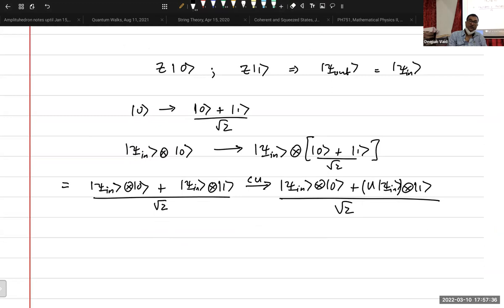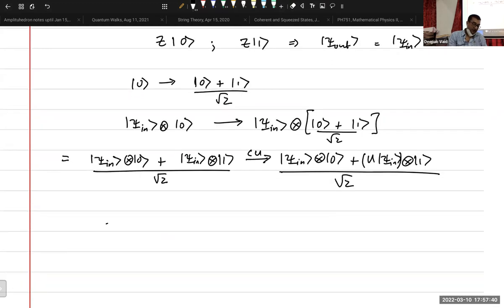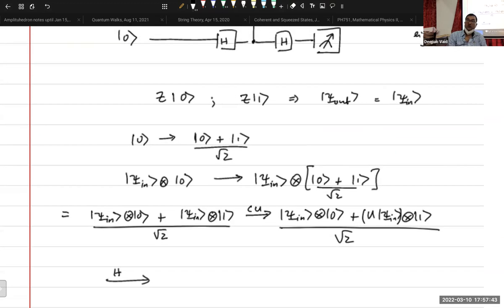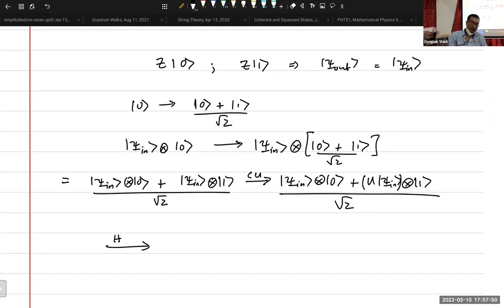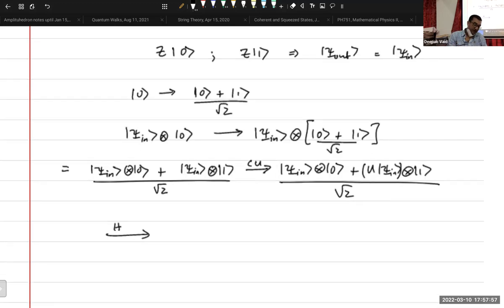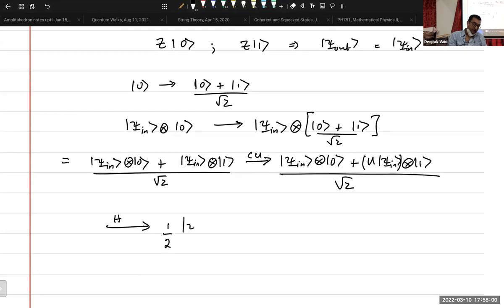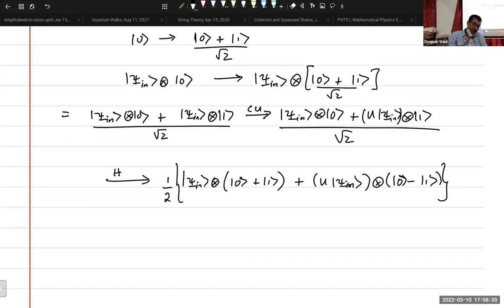And then we perform another Hadamard, right? So then we perform another Hadamard on our ancilla qubit. What will that do? That will take our 0 to 0 plus 1 and the 1 to 0 minus 1, right? So we'll get 1 by 2 psi in tensor 0 plus 1, plus U times psi in, 0 minus 1. Okay.